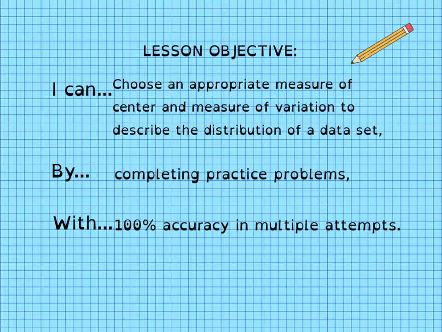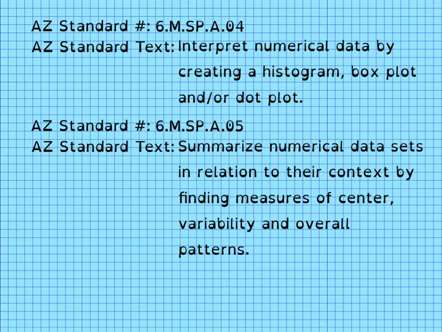Today's objective is, I can choose an appropriate measure of center and measure of variation to describe the distribution of a data set by completing practice problems with 100% accuracy in multiple attempts. Our Arizona standards are interpret numerical data by creating a histogram, box plot, and/or dot plot, and summarize numerical data sets in relation to their context by finding measures of center variability and overall patterns.